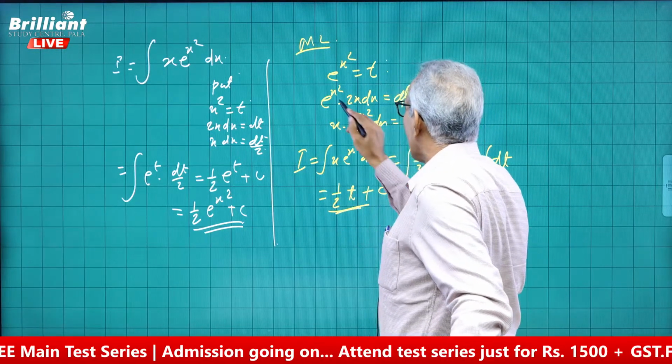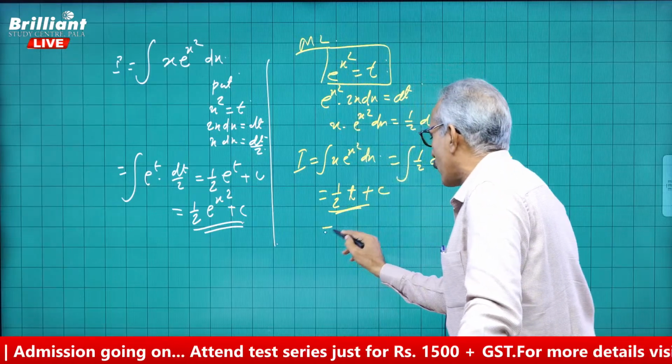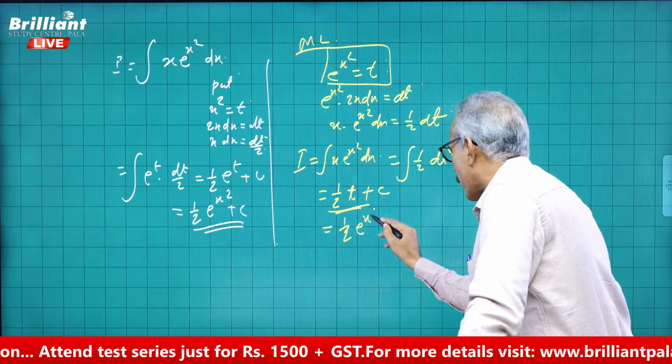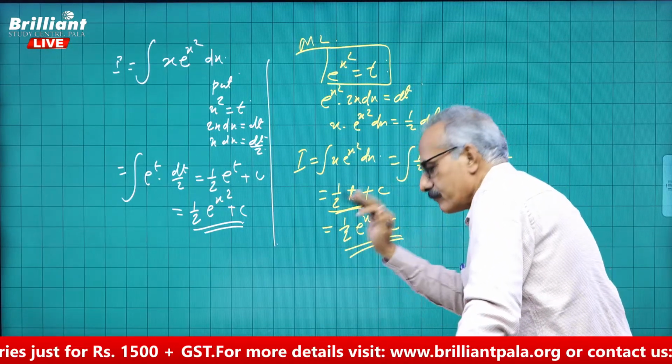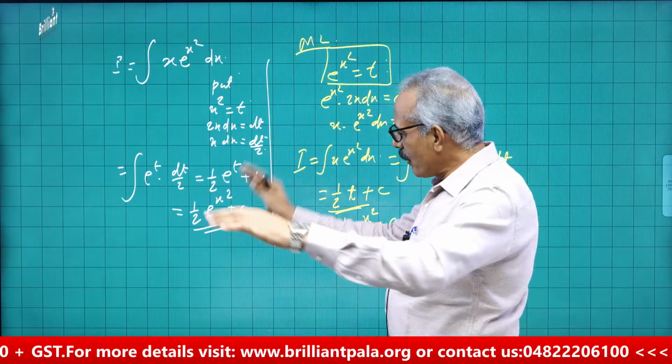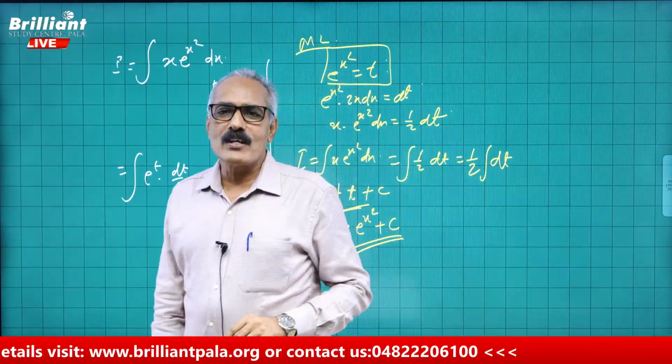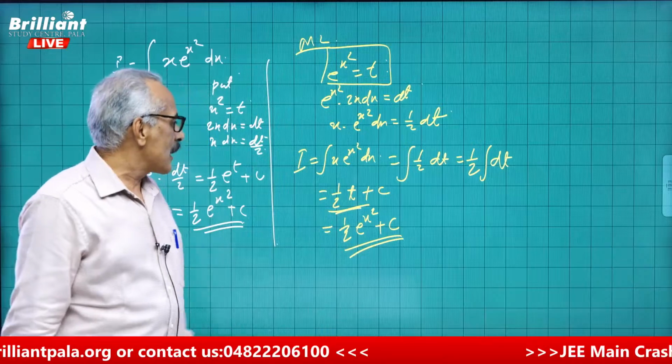And what's your t? Your t is equal to e raised to x square. So 1 by 2 into e raised to x square plus c is your answer. In both the methods, you have the same answer. I told you, you will have the same answer.